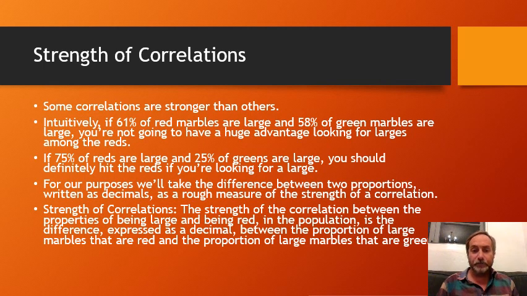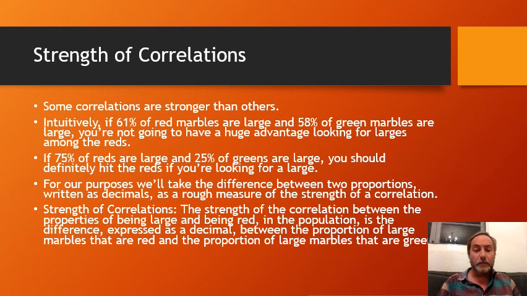This is what I just said, right? Intuitively, if 61% of the red marbles are large and 58% of the green marbles are large, I guess you'd have a small advantage if you're looking for a large marble. Sure, go for the reds, but you probably won't get a large much faster than if you just looked in the greens. Whereas if 75% of the reds are large and 25% of the greens are large, definitely hit up the reds if you're looking for a large marble, and you care about finding it faster.